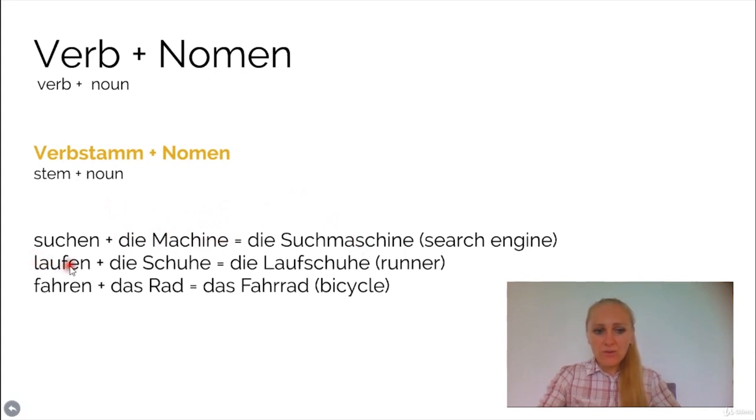Here we have laufen plus die Schuhe. It becomes die Laufschuhe, which means the runners or running shoes, let's say, because laufen means to walk, to run, could be to walk. So we just take the root of the verb, which is lauf, and then we add the noun, Laufschuhe, the runners. Here another example, fahren, which means to drive or to ride. We add it to the noun Rad, which means the wheel, and then it becomes das Fahrrad, which means bicycle. Again, we have just taken the stem of the verb and added it to the noun. Das Fahrrad means the driving wheel, let's say, or the riding wheel, if you translate that.